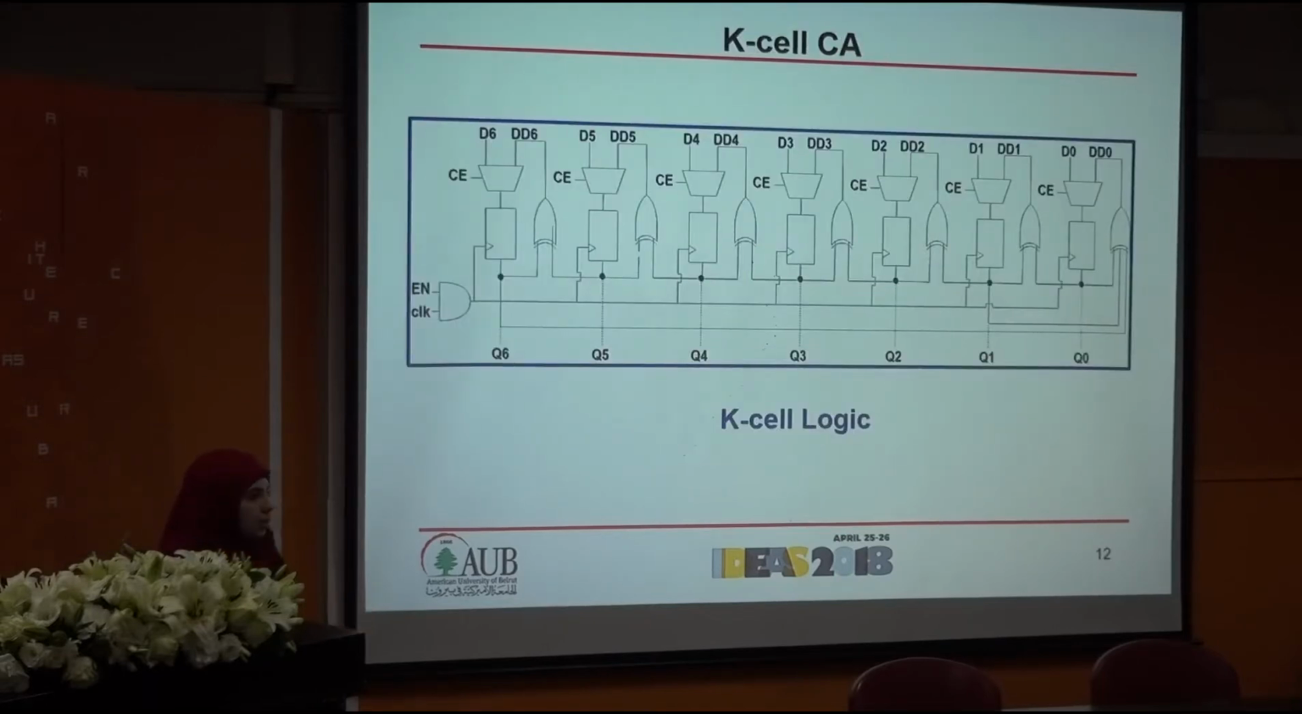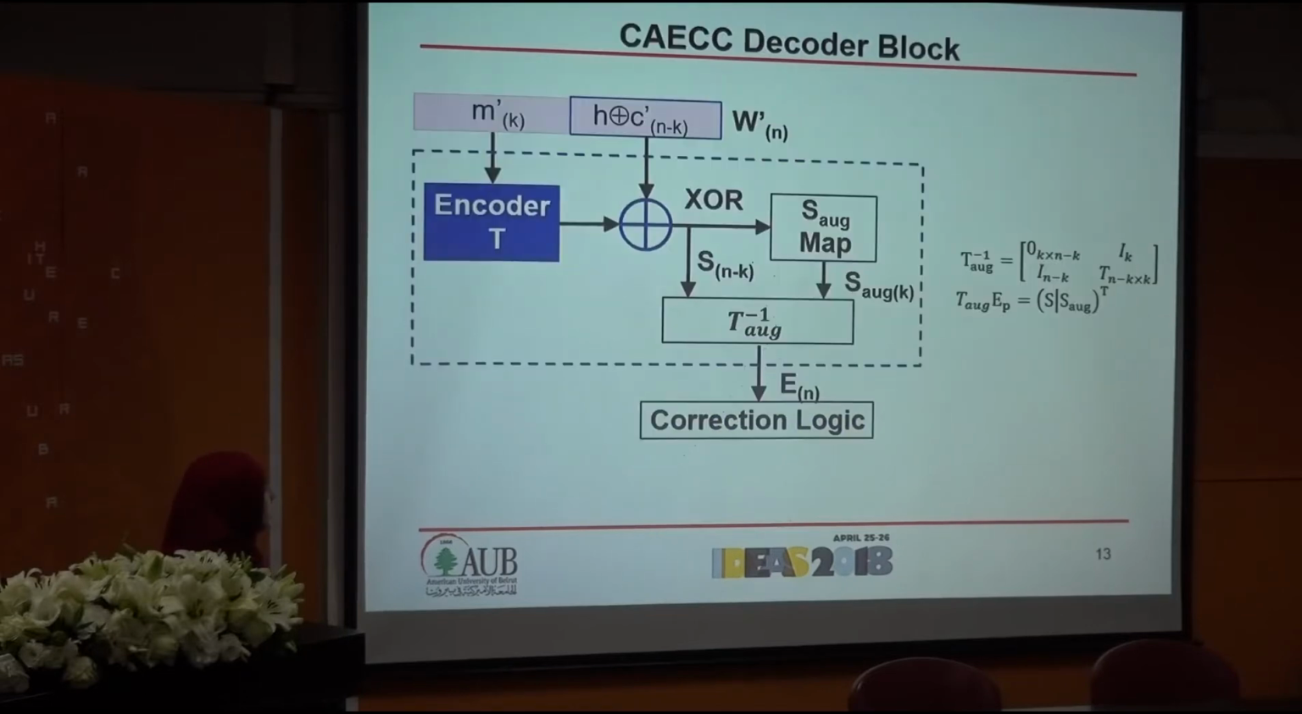Then we have the K-cell logic. This is a scheme for the K-cell logic, which is based on XORing functions. In addition, we have a D flip-flop and mux. The bits are initialized, and the output is fed into a combinatorial logic. Finally comes the decoder part.